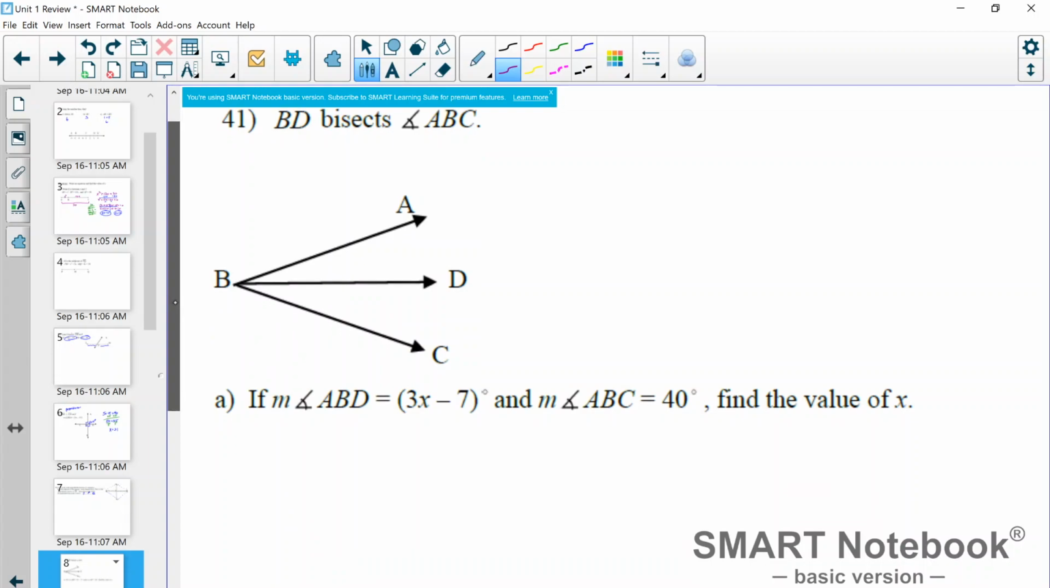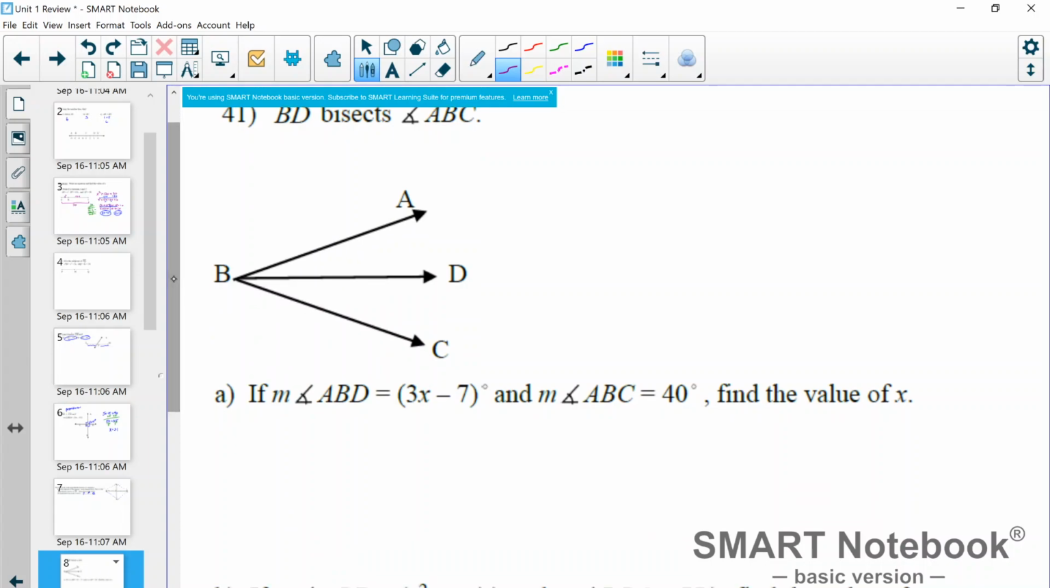Another one where we have to find the value of x given a figure here. We have BD bisecting angle ABC. They tell us that ABD, so from A to B to D, is 3x minus 7 degrees. And angle ABC is 40 degrees. So the whole thing here is 40. We need to figure out what x is.